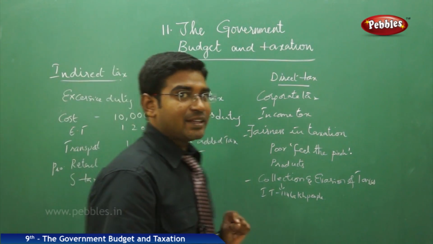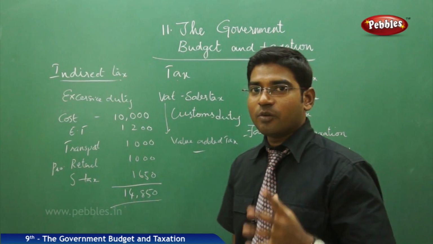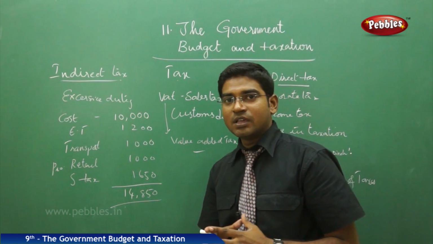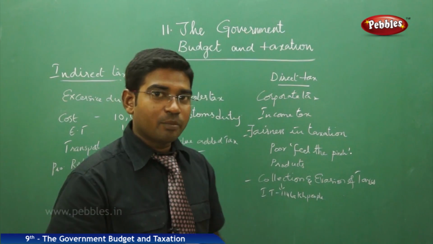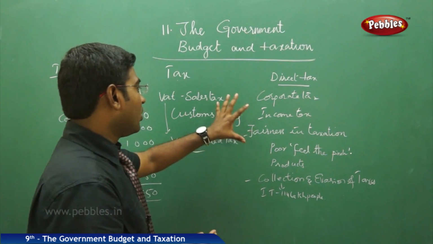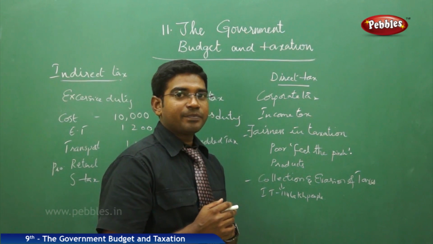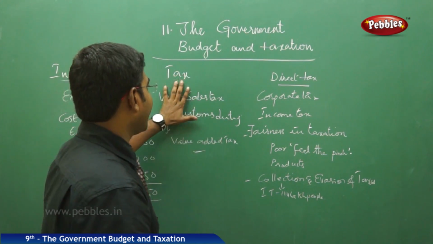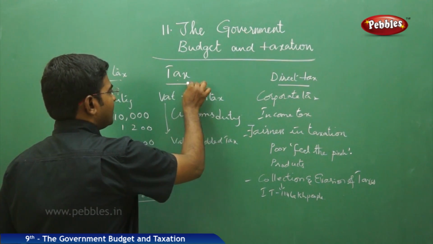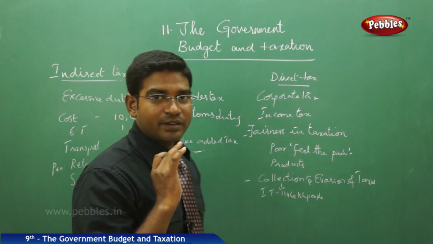Now, what is a tax? As we have discussed about the government's various responsibilities, various things which have to be taken care of by the government, we have learned that the government needs a lot of revenue for that. So in the government's revenue, we have tax. The tax is a major source of revenue for the government's expenditure.